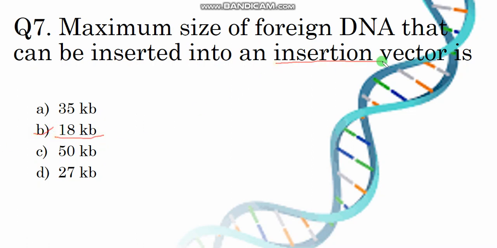There are two types of vectors: one is the replacement vector and the other is the insertion vector. In a replacement vector, 20 to 25 kb of foreign DNA can be inserted. In an insertion vector, 18 kb of foreign DNA can be inserted. So the insertion vector has the ability to insert a moderate length of foreign DNA, while the replacement vector has the ability to accommodate a larger length of foreign DNA.